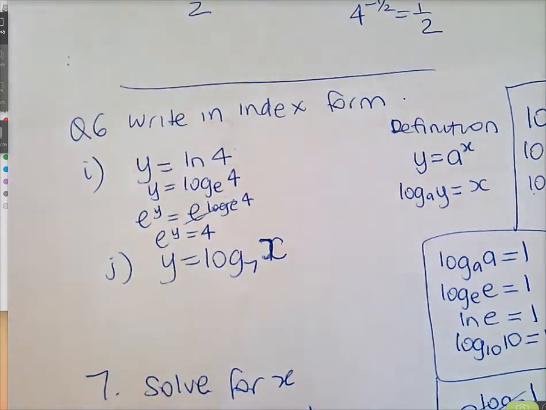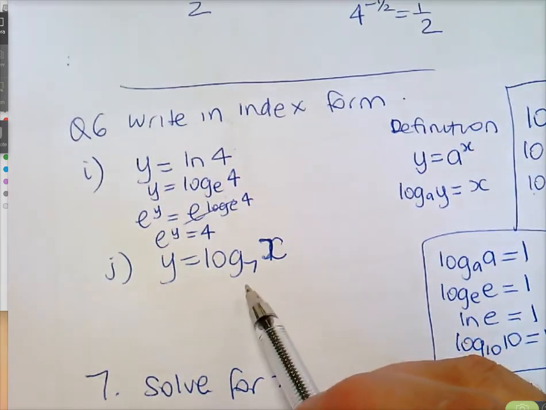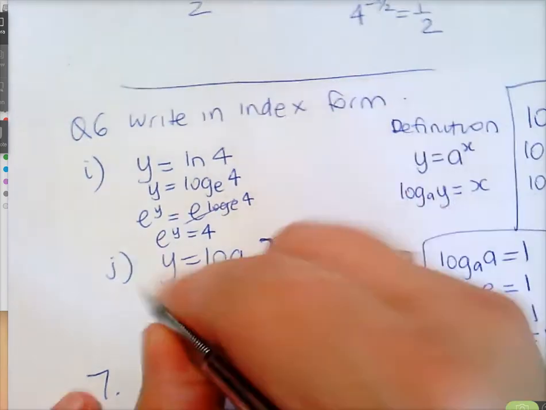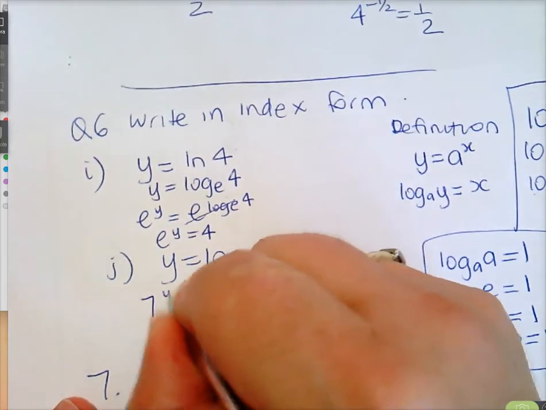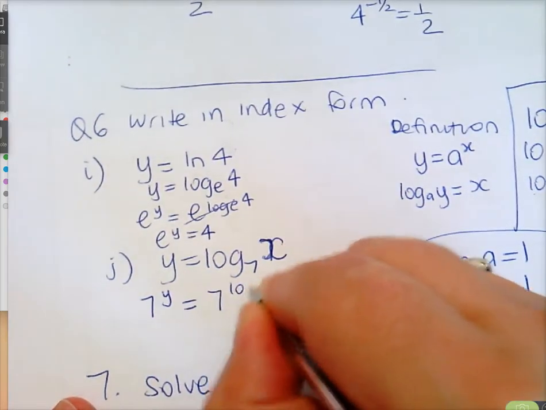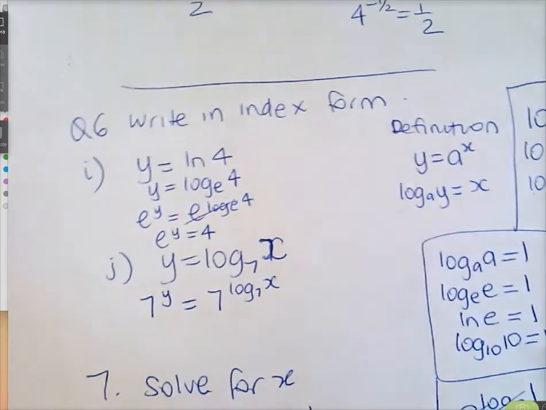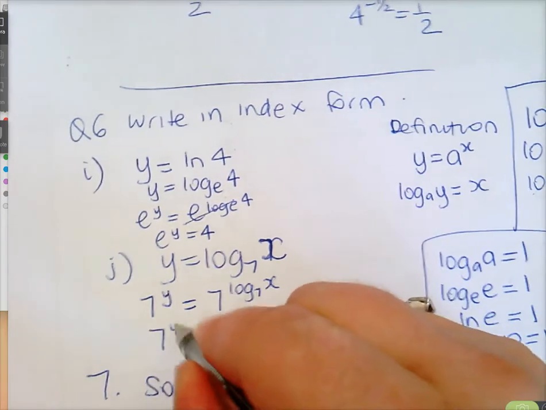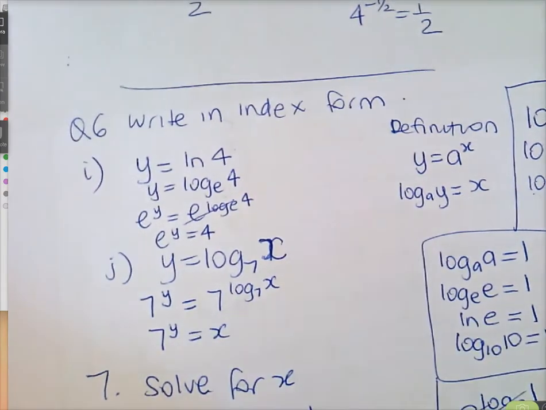What would you take? It is 7. 7 to the y equals 7 to the log base 7 of x. What cancels? 7 and log 7 cancel. 7 to the y equals x.